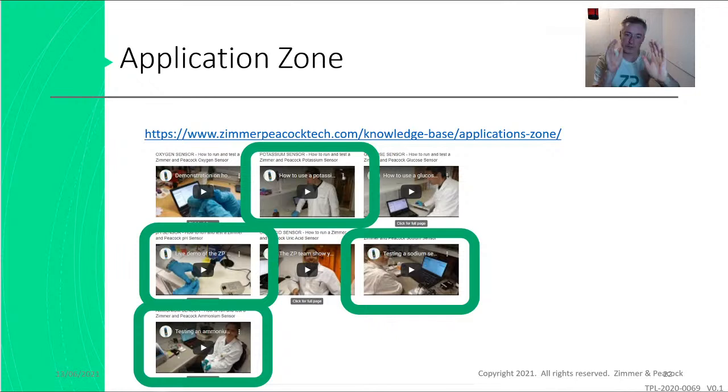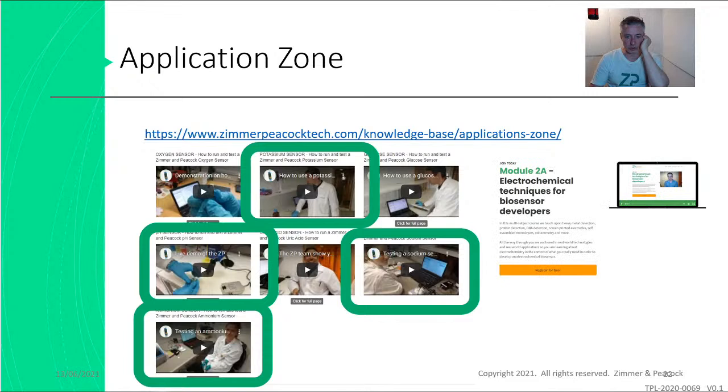And I just want to flash up those because it's all very well us talking about this, but if you can physically see people running these kinds of sensors, it can help you get a better grasp of what it is we've got. So take a look at those 4 videos. They might be useful if you're struggling to understand when I start talking about ion selective electrodes and open circuit potential. I've not even mentioned the Nernst equation.